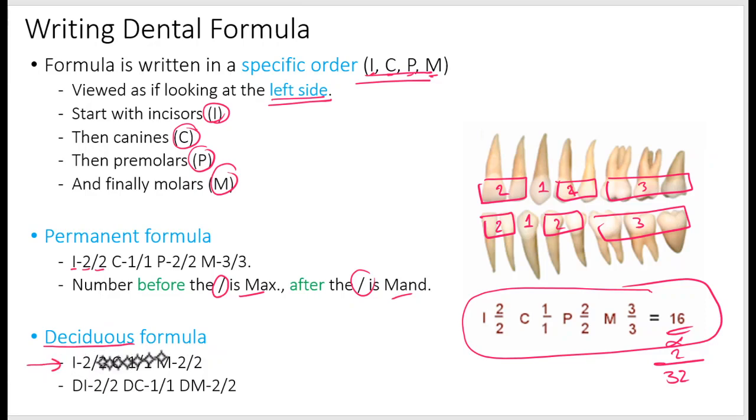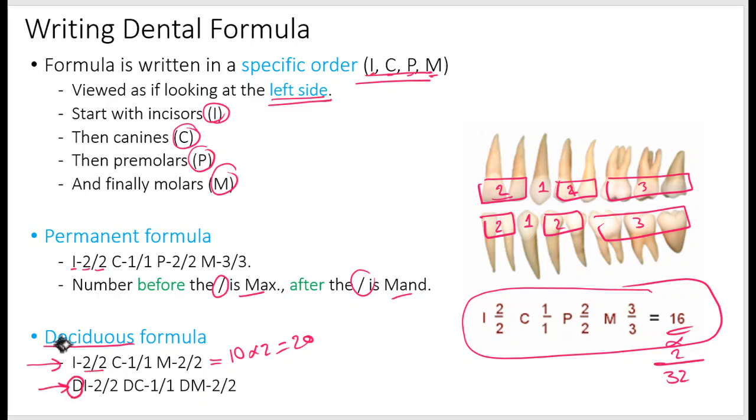For deciduous teeth, we have technically 20. So we know that this equals 10 multiplied by 2 equals 20, right? We have 2 centrals, 1 canine, and then 2 molars. That's the deciduous teeth. So we can write it this way, or we can add the D to it.